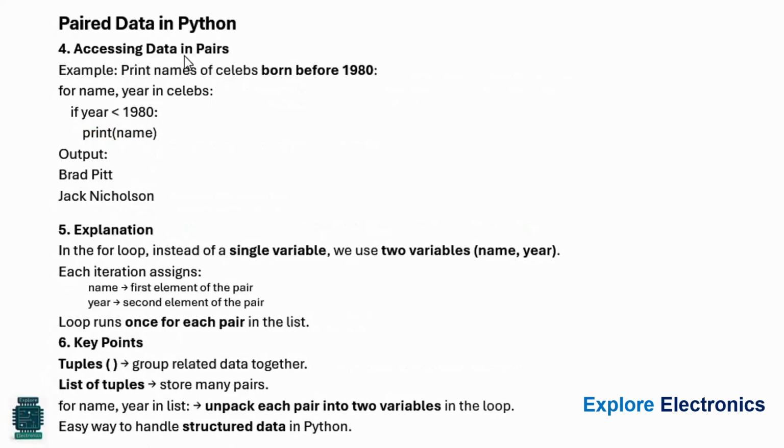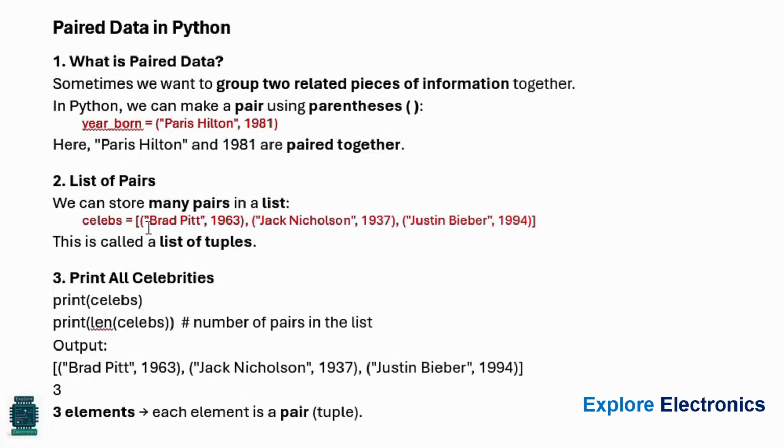Let us see accessing the data in pairs. How exactly can we access that particular data in a pair. If I want to take particularly the year data, I can easily access it. Let us see how. For example, print the names of celebrities born before 1980. for name, year in celebrities: if year < 1980: print(name). Let us see in the example. That is 1980 they have told.